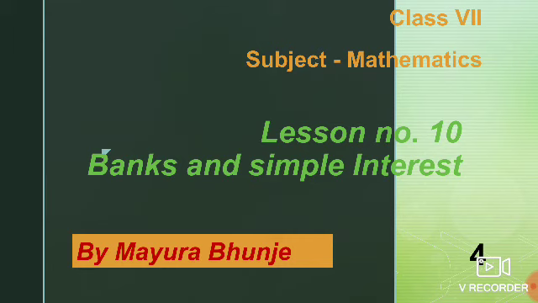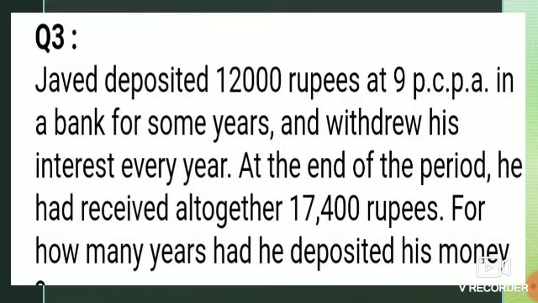Banks and simple interest, part 4, practice set 41. From question number 3: Javed deposited 12,000 rupees at 9% per year in a bank for some years and withdrew his interest every year. At the end of the period, he had received altogether 17,400 rupees. For how many years had he deposited his money?